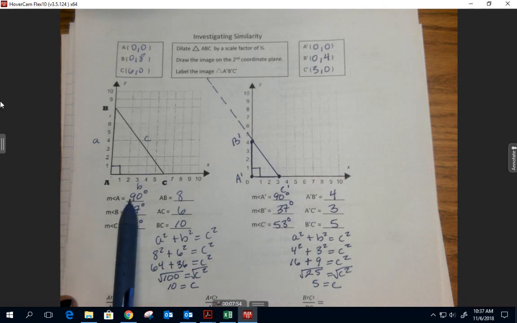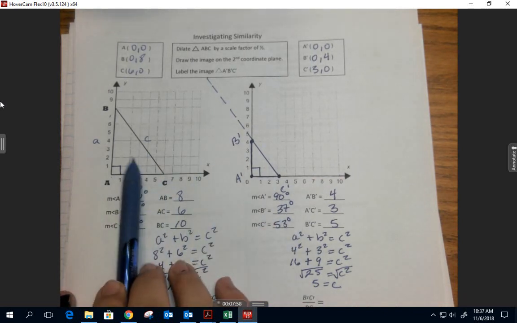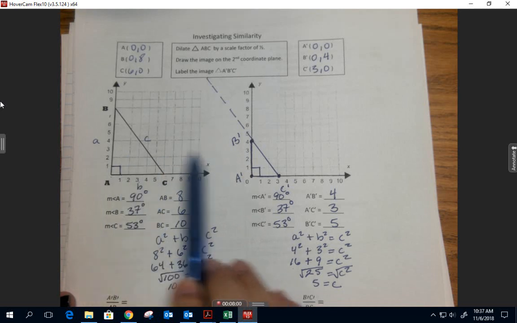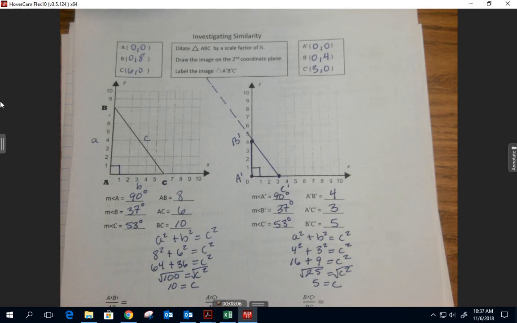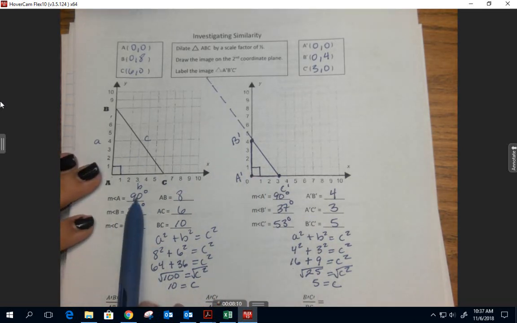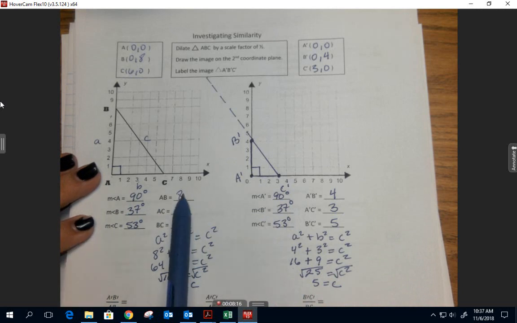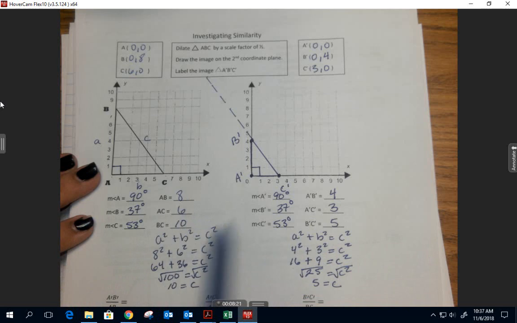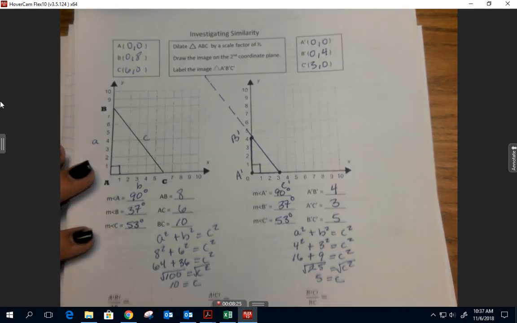Huh, are we noticing anything? So remember, we dilated the first triangle ABC to triangle A prime, B prime, C prime by halving it. And if you notice, our angles are the same, but the distances of our sides are not. They are halved.